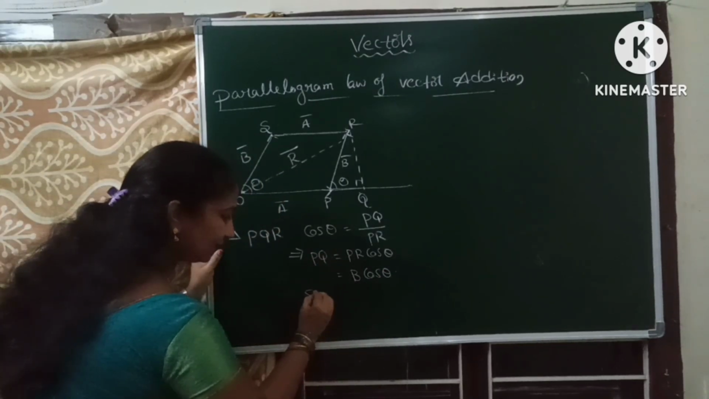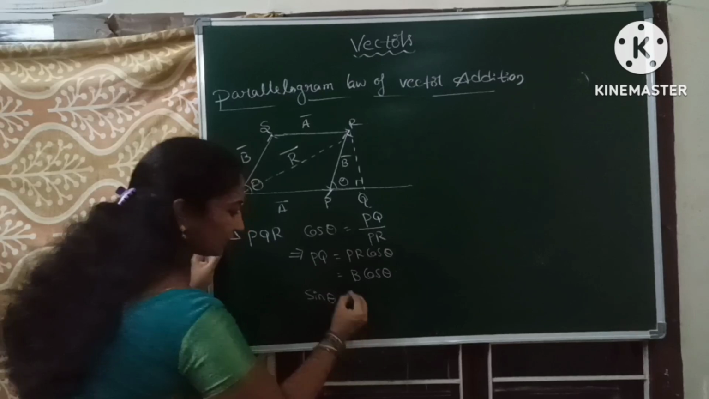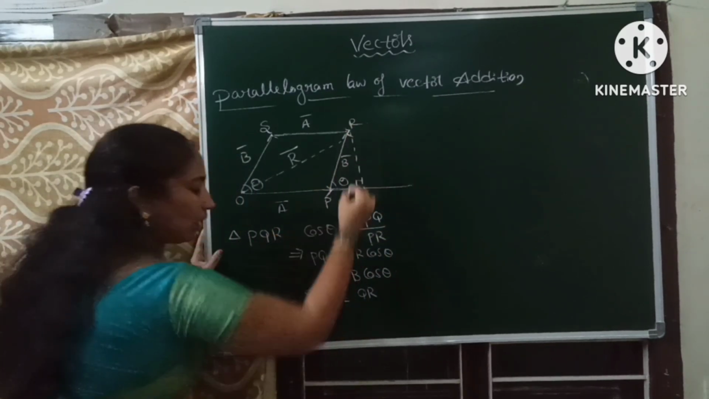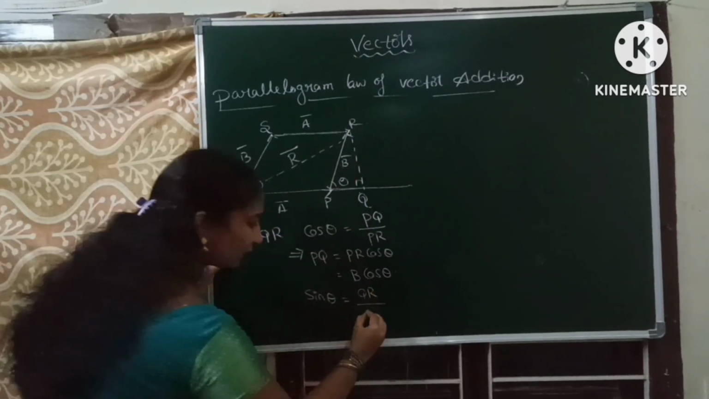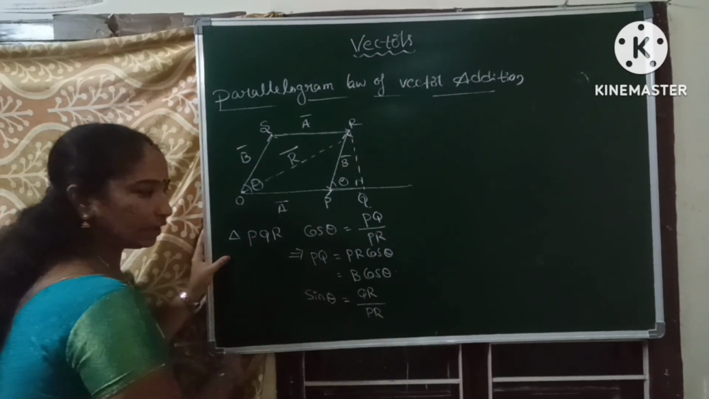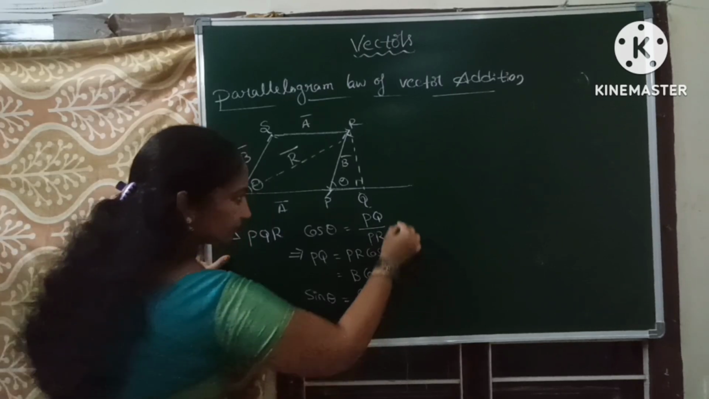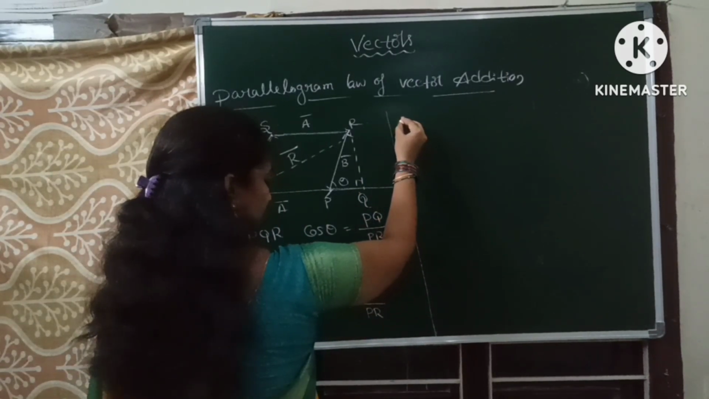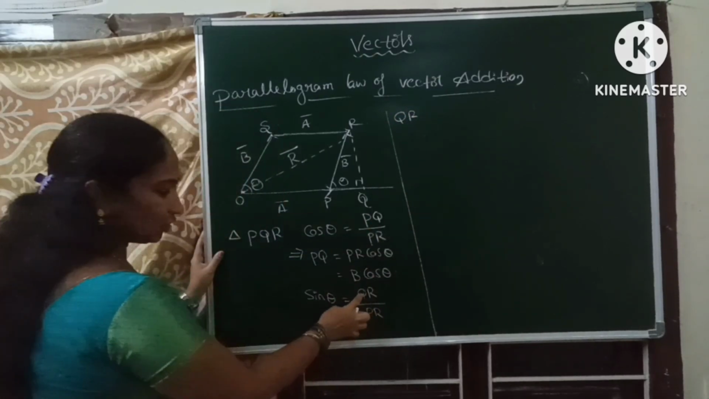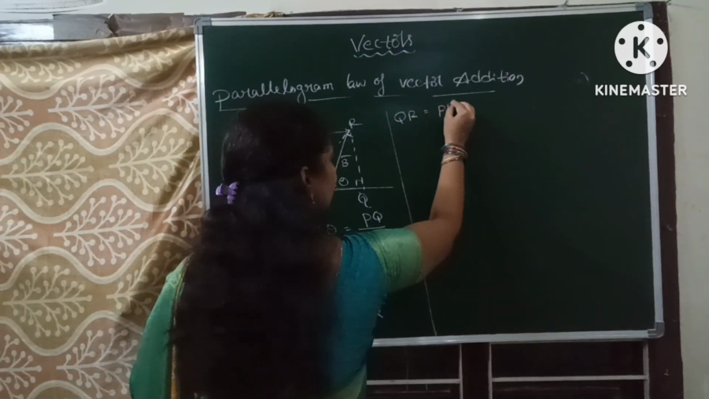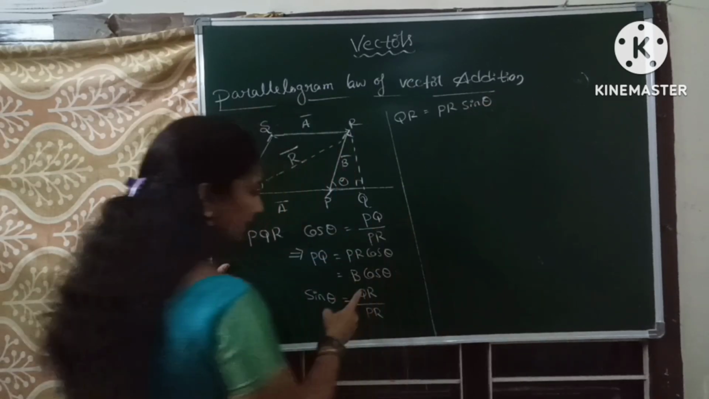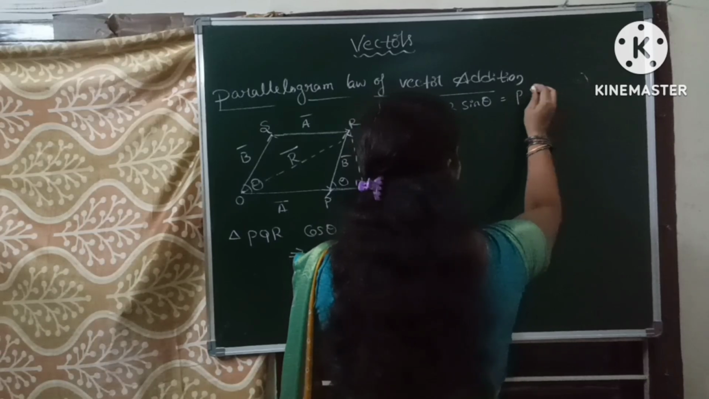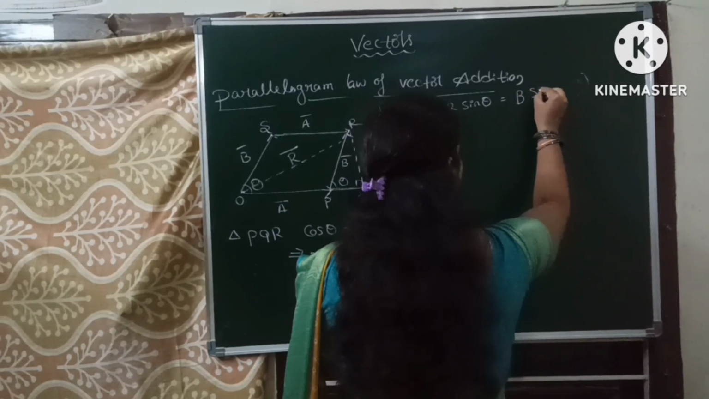And one more, sin theta. From the same triangle, sin theta is opposite side to theta, QR by hypotenuse, QR by PR. So QR is equal to PR into sin theta. Again, what is the value of PR here? B. So QR is nothing but B sin theta.